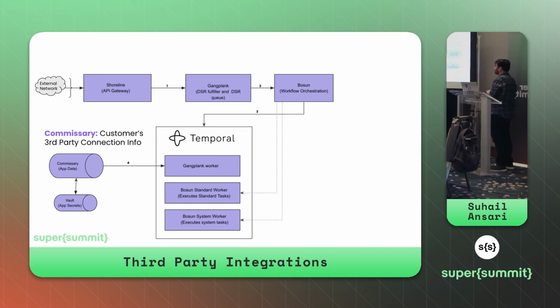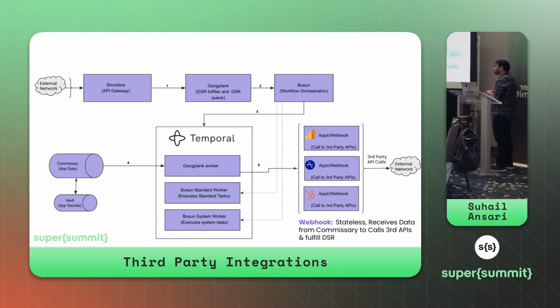Because we're storing tokens and all that, we store encrypted tokens in Vault. It forms a request, and then finally forwards it to our webhooks. The way we have architected these webhooks is we want them to be stateless and reactive. They just receive a request, and they do the needful to fulfill the DSR.